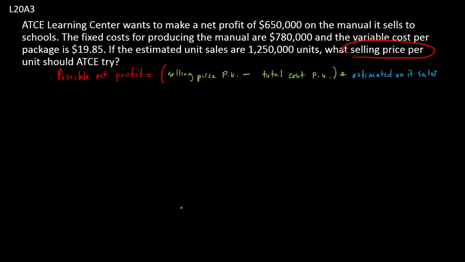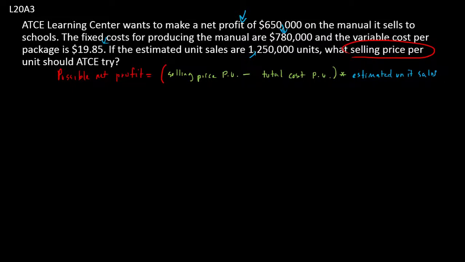Now, net profit, fixed cost, variable cost, estimated unit sales, these are all things that are mentioned in the paragraph. So that's a good clue that although this does not actually say selling price per unit equals, it does involve that variable and it does involve other variables mentioned in the text.